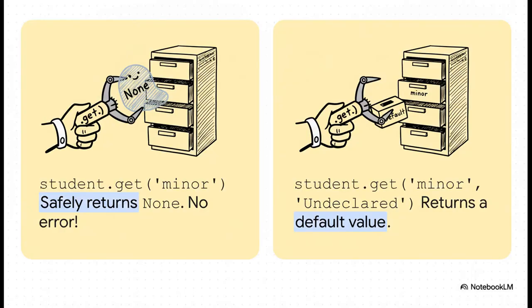And this is it, the get method. Seriously, this is the pro move. When you use get to look for a key that isn't there, does your program crash? Nope. It just politely gives you back None. And what's even cooler is you can give it a default value, like undeclared, to use instead. It's so much safer and just cleaner.